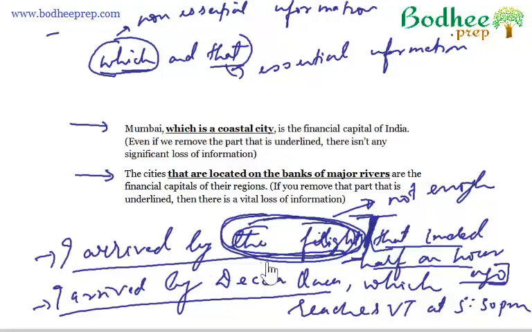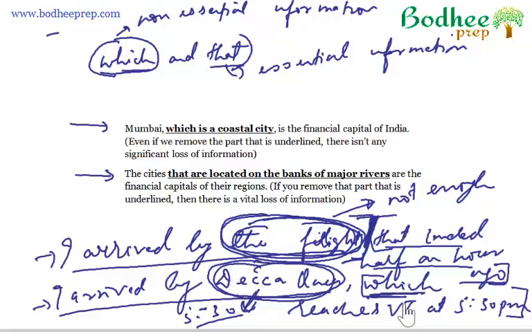I arrived by Deccan Queen, and this name itself is enough, because the listener will understand that Deccan Queen comes in the evening at 5:30. If this information is enough for me to understand that 5:30 is the time at which it arrives at Victoria Terminus, then this information becomes non-essential, because from the name I can guess it. But if from the name you cannot guess this information, then it becomes essential information. If the information is essential, you must use that. If the information is non-essential, you must use which.